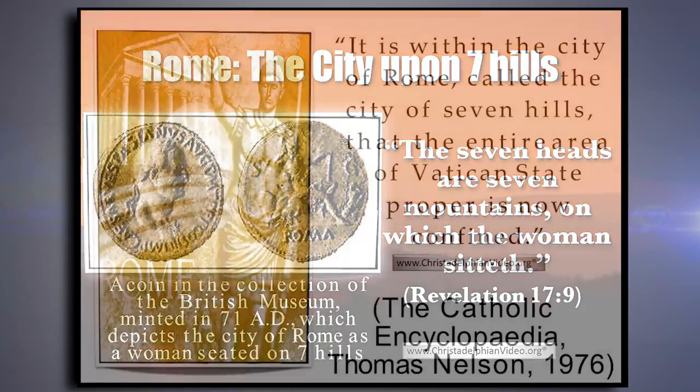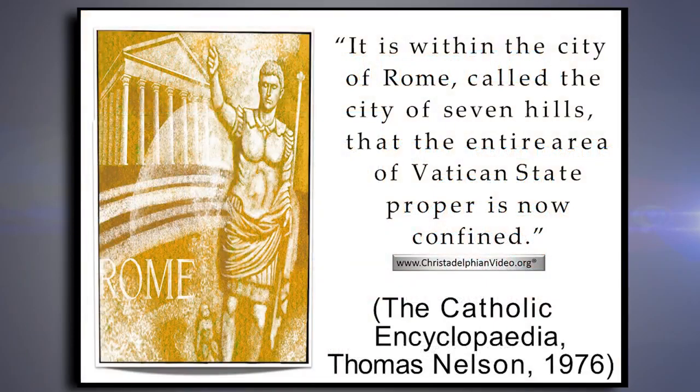If you look in Catholic encyclopedias, you have things like, it is within the city of Rome, called the City of 7 Hills, that the entire area of Vatican State proper is now confined. There's no hiding it, and there's no shame. The city sits upon 7 mountains.